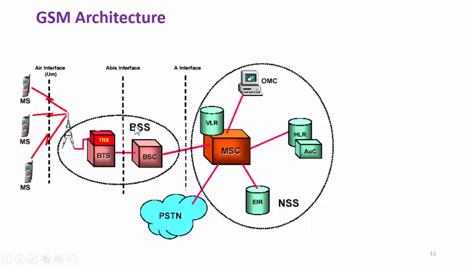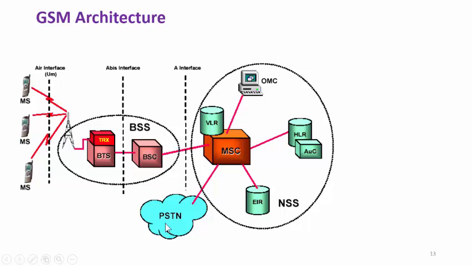Okay, now we'll move towards the architecture of the GSM. This GSM architecture is divided in two parts, that is NSS, network switching subsystem, and BSS, that is base station subsystem. In this BSS you will find the BSC, base station controller, connected to BTS, base transceiver station, and the base transceiver station with the antenna or the tower where the antennas are observed.